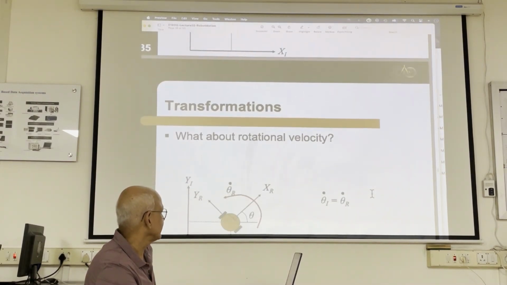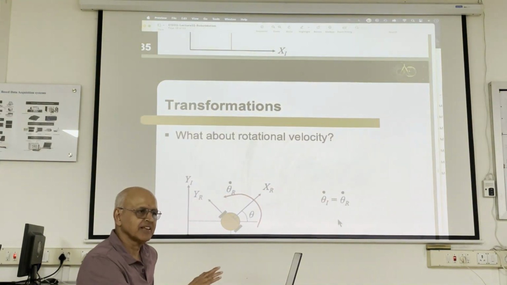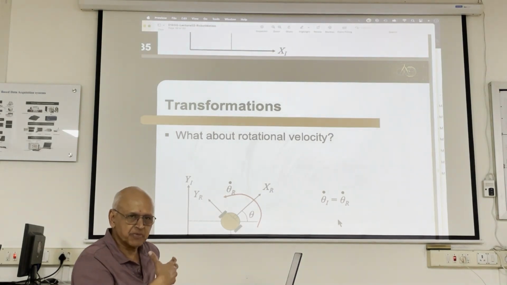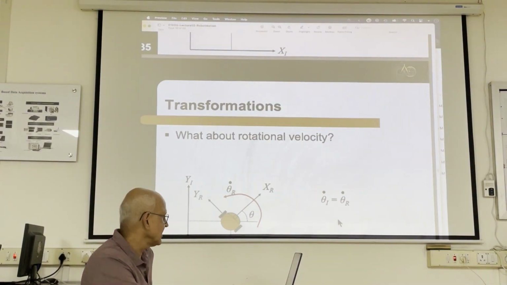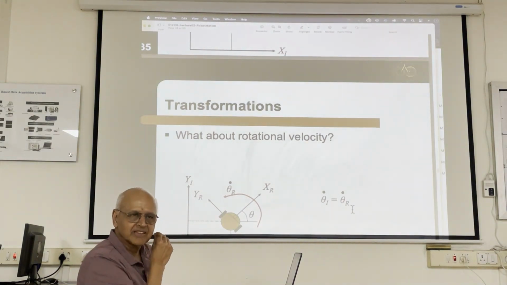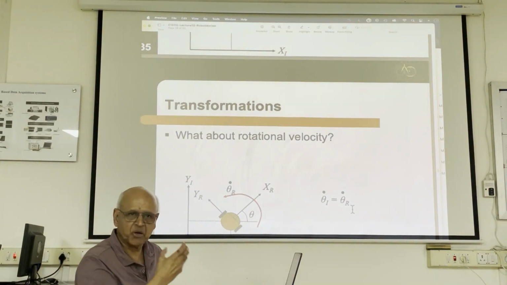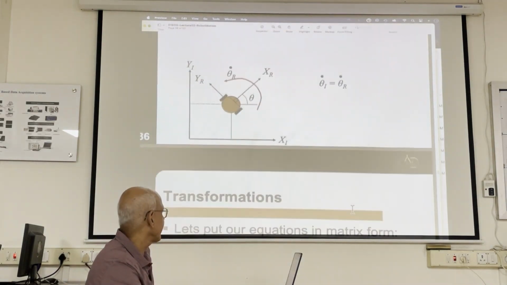Let's see. Do you agree with this? Rotation is rotation. It doesn't matter whether it's with respect to your local axis or the world axis. So theta I dot is the same as theta r dot. Now let's get back to the question. How do I monitor your velocity? I'm sorry, your progress, your path, your location at any given time.